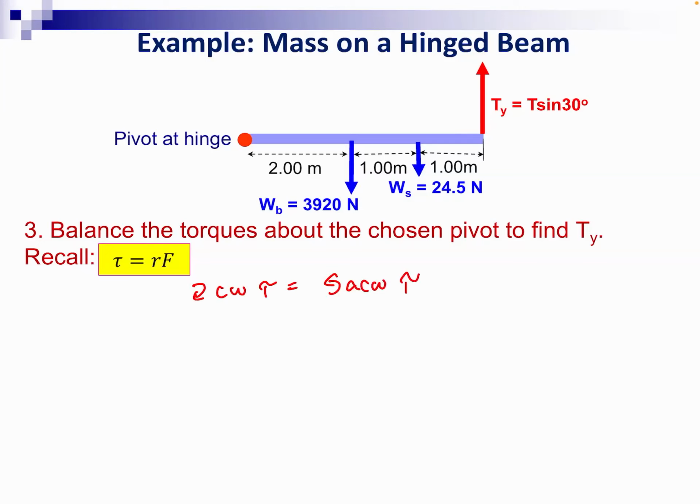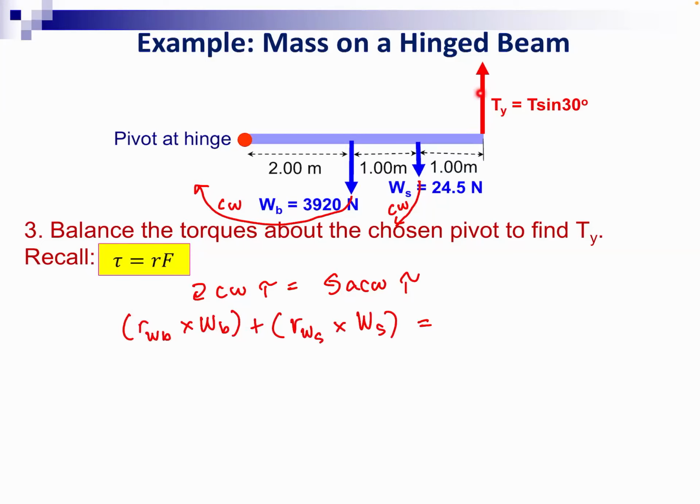Looking at your free body diagram, the weight forces will tend to rotate your beam about the chosen pivot in the clockwise direction. So for clockwise torques, you have two forces contributing. You'll need the moment arm of the beam times the weight of the beam, plus the weight of the sign, which will also contribute to the clockwise torque. So you need the moment arm for the weight of the sign times the weight of the sign. Those are the two forces contributing clockwise torque.